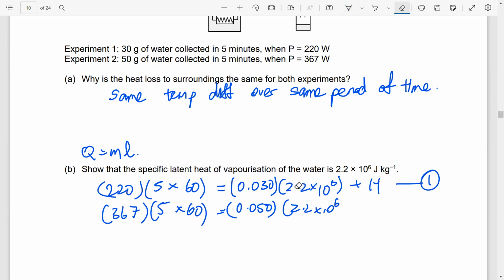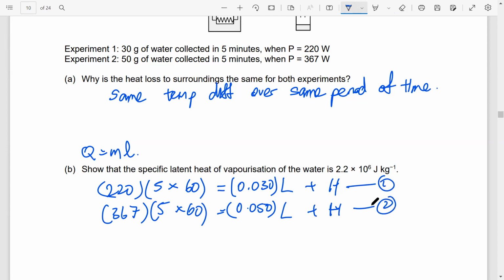Sorry, I'm supposed to find L. So we don't need this. You're supposed to find L. I just use capital L so that it's clearer. This is equation one, this is equation two. So now we'll take 2 minus 1. When you solve, the H will be gone, and you can just straight away show that L is 2.2 times 10 to the power of 6. Let me just verify.